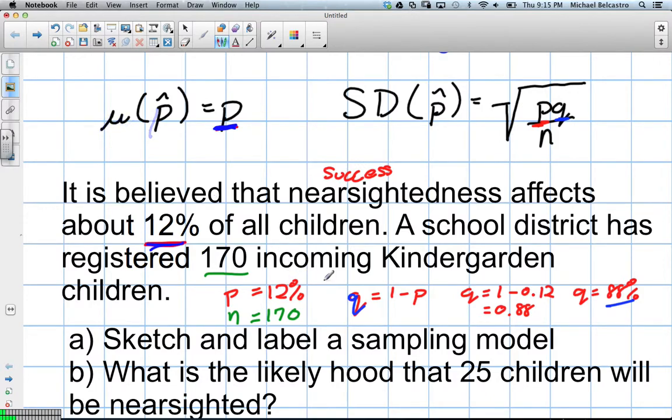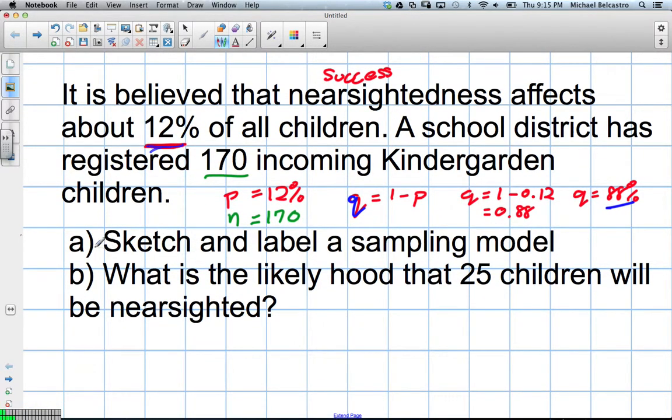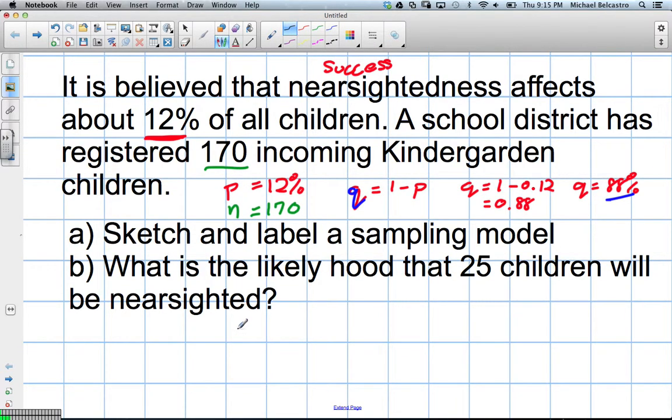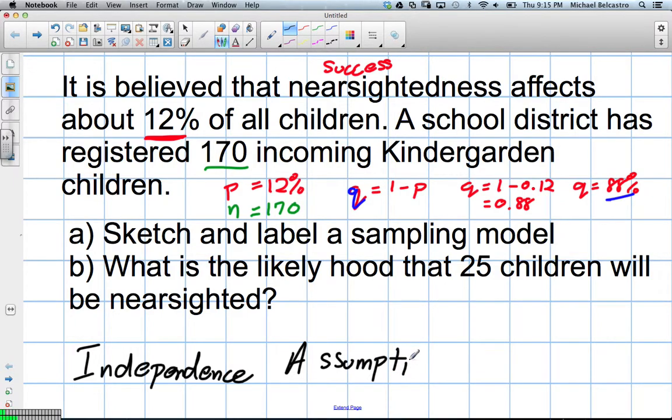So the very first thing is, we have to do a couple of things to make sure this is a proper model. Now, the question says they want us to sketch and label a sampling model. We have to make sure we have enough information for a model, and there are a few things we have to check with every one of our studies. Okay, the first thing is called the independence assumption. And the independence assumption says that the samples in the study must be independent random draws of a population. So what does that mean? They have to be independent random draws.